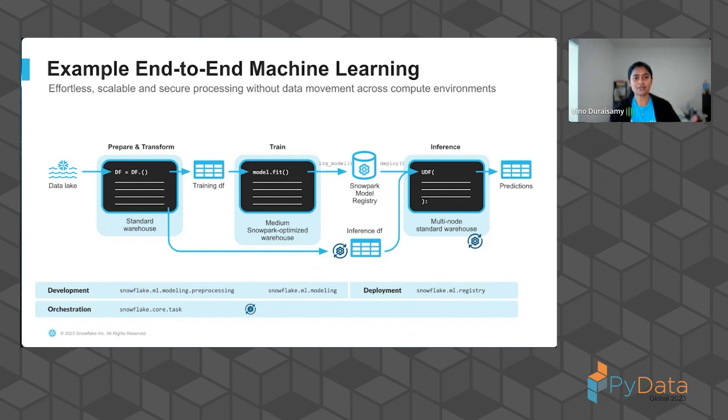Okay, so this is how the end-to-end ML workflow within Snowflake looks. You have the data engineering team, who is using the DataFrame APIs on a standard virtual warehouse to prepare and transform your training data. And then you pass the training data on to the data science team, who runs their own ML experiments using Snowpark-optimized warehouses because it's an ML workload. And they will be using the ML Modeling API to build and train these ML models.